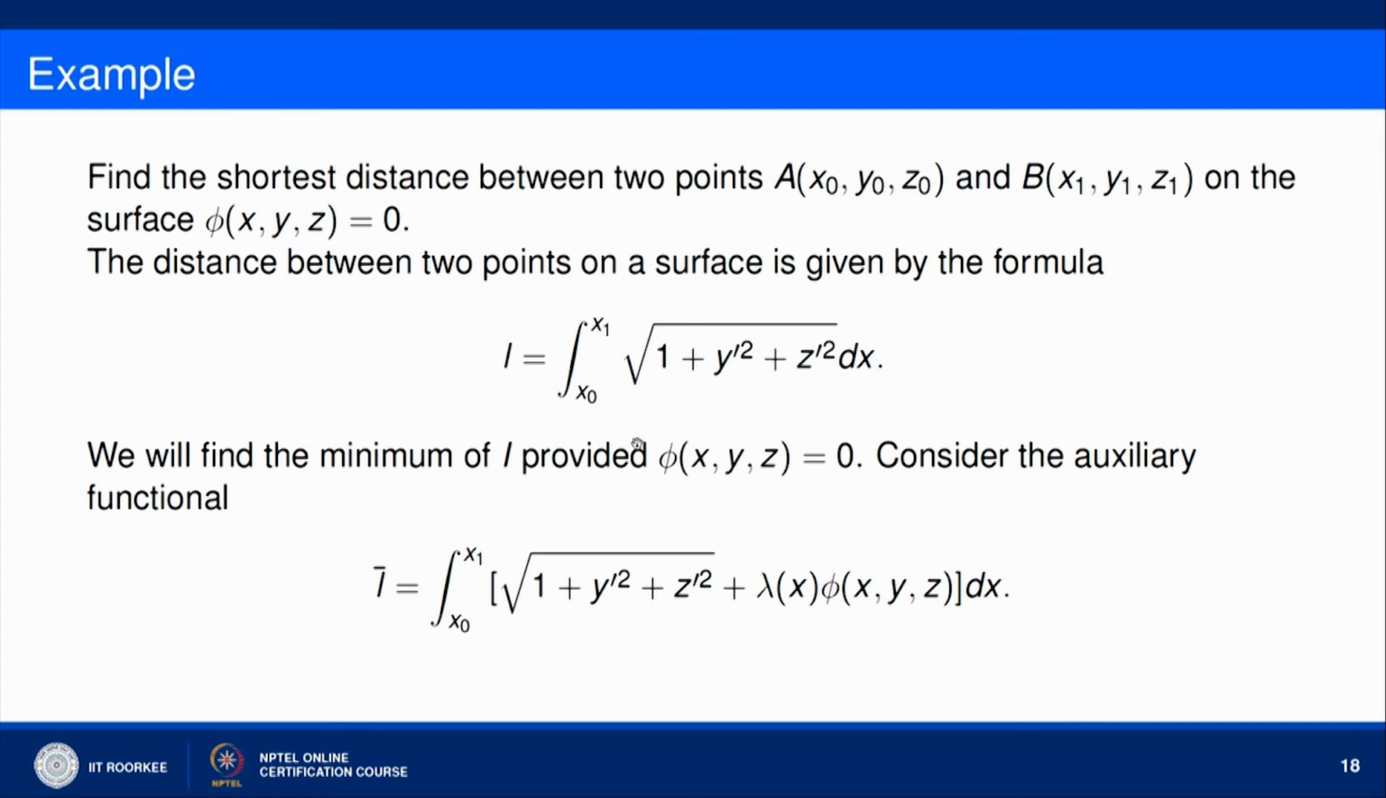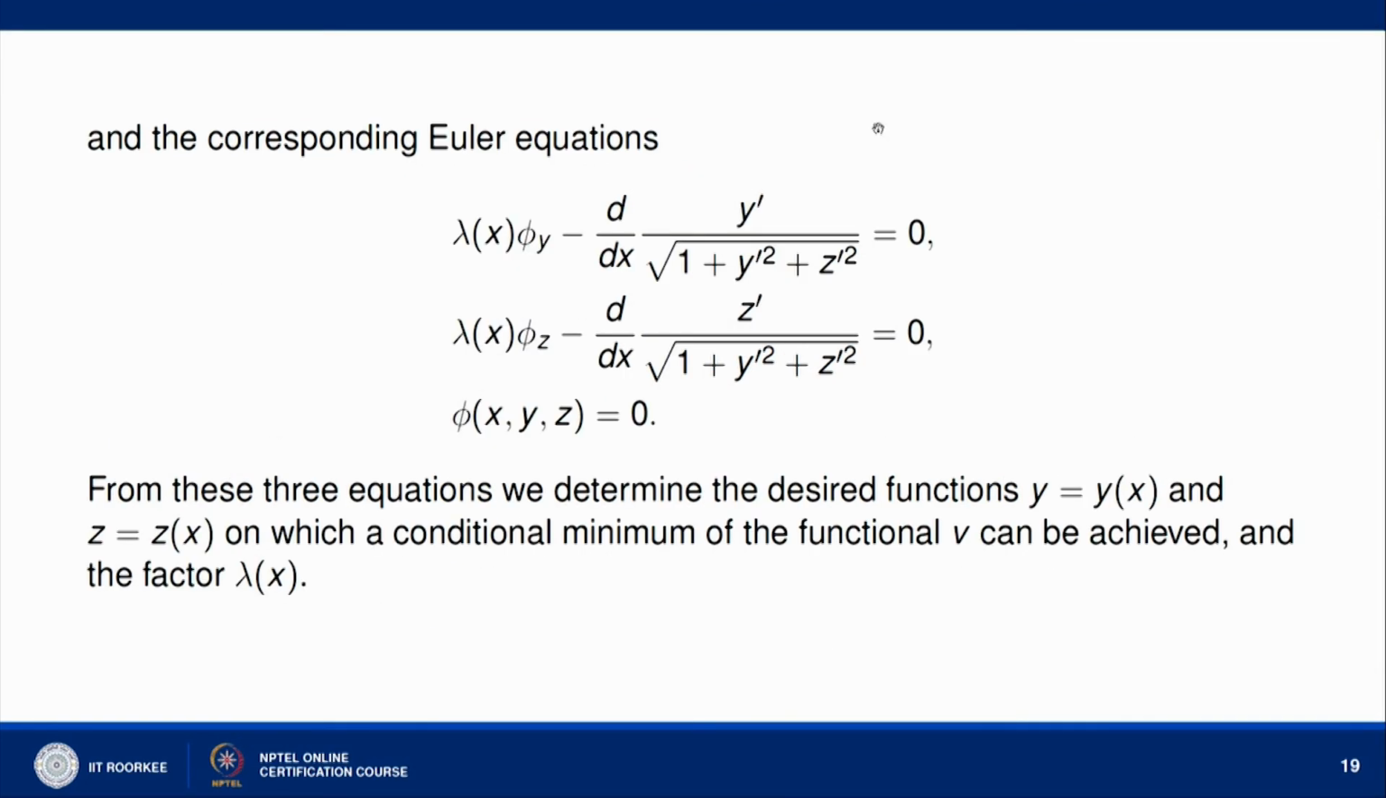So this is the condition we have to consider, and now this we can solve by the theorem given just now. Here consider the auxiliary function I bar equal to the integral from x0 to x1 of under root 1 plus y dash square plus z dash square plus lambda x phi of x comma y comma z dx. Here we have only one subsidiary equation or one condition, so we consider only one function lambda x like this. Now if we assume this as a new functional f bar, then we can write down the Euler's equation for this f bar.